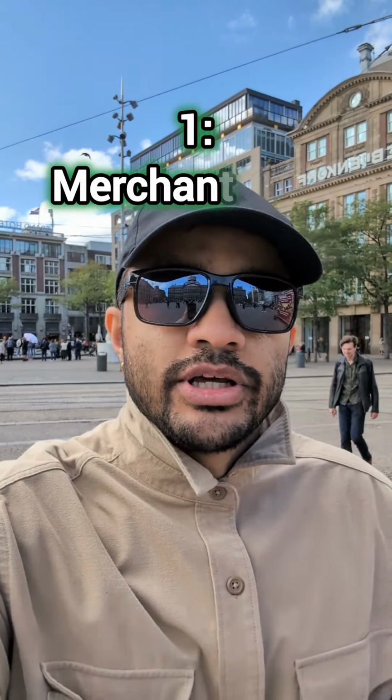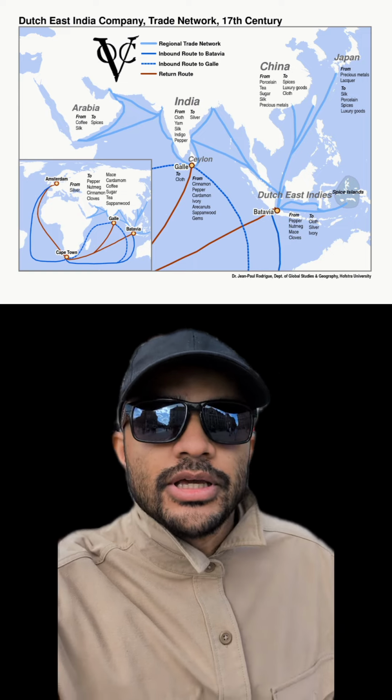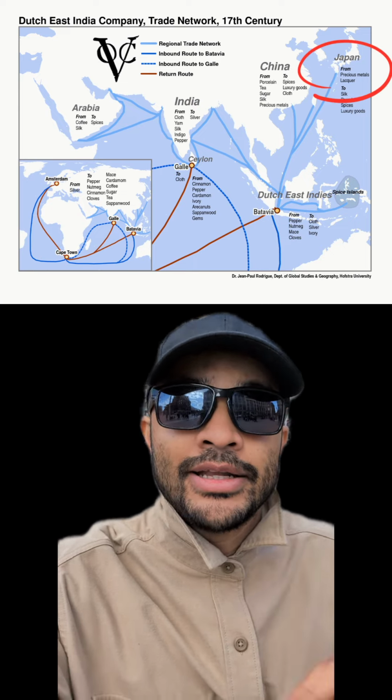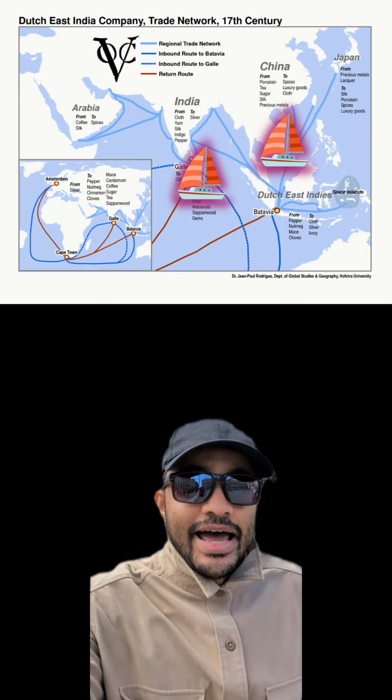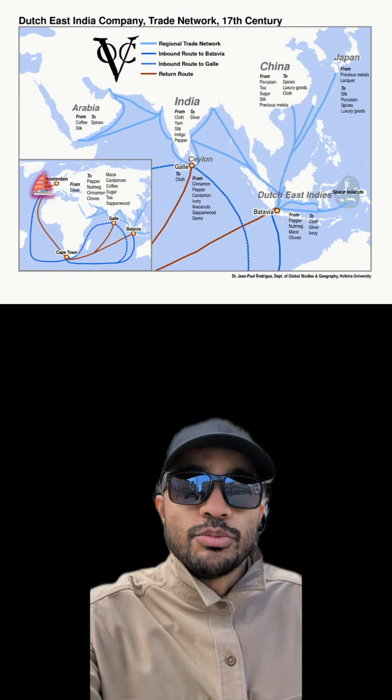Step one, you need a large merchant navy. The Dutch had the first truly global company, the Dutch East India Company, which traded everywhere from South Africa to India to Japan and a lot in between as well. They had access to goods that people wanted and could transport those goods to buyers.